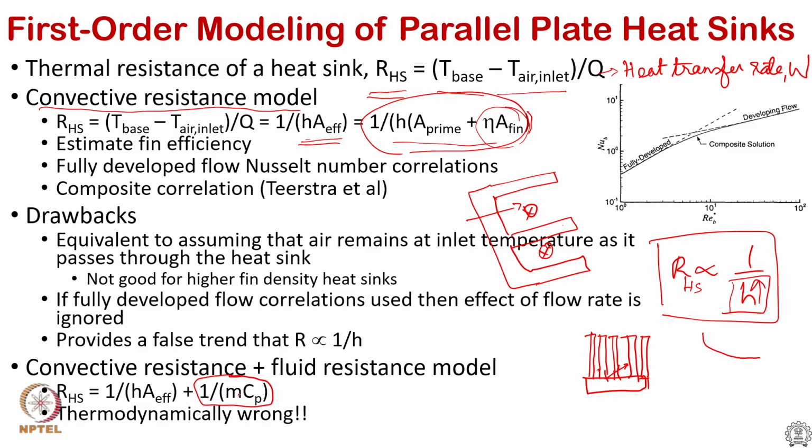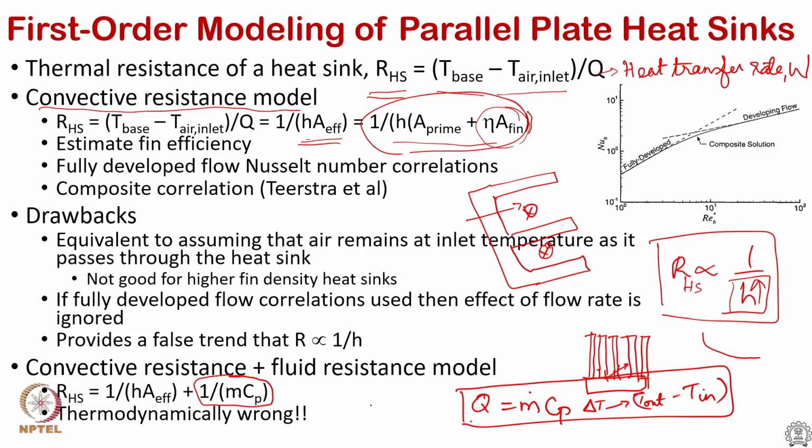M is the mass flow rate, Cp is the specific heat. People write Q equal to m dot Cp into delta T, where delta T here is T out minus T in. But this is not a resistance. You cannot write this as a resistance because m dot Cp is not a resistance. This is an energy balance that we are employing. So, it gives a wrong impression as if this is a resistance.